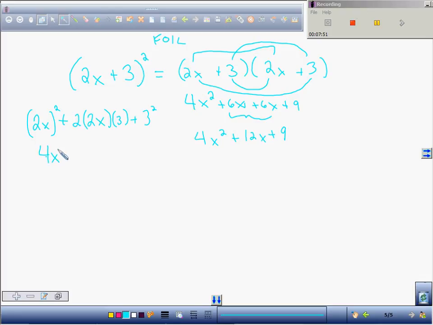4x squared. 2 times 2 times 3 makes plus 12x plus 3 squared, 9. Okay? It's kind of a shortcut for doing this. That's what that formula gives you. It gives you a shortcut for doing this.